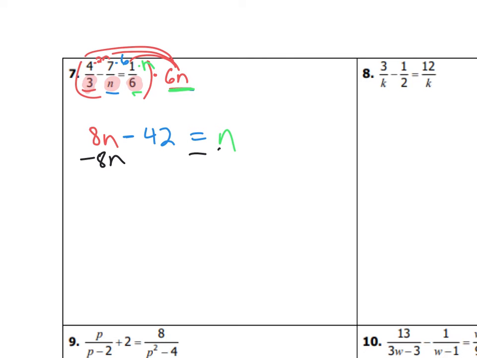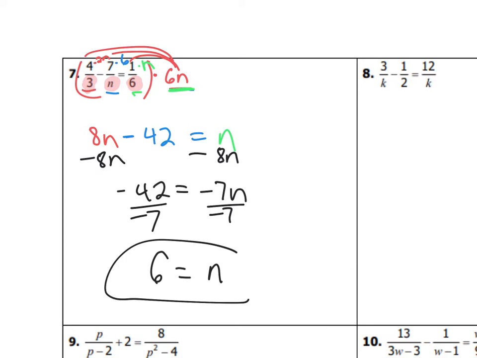Subtract the 8n over. So negative 42 equals negative 7n. Divide. What's negative 42 divided by negative 7? 6 equals n. I then go plug that in. I only have one place. So 4/3 minus 7/6, it should be 1/6. So we should be good on that. Nice.